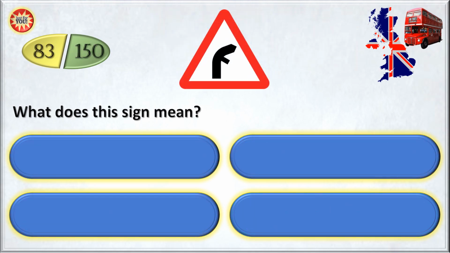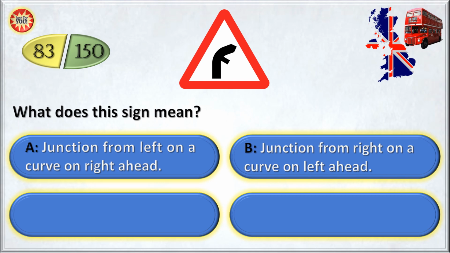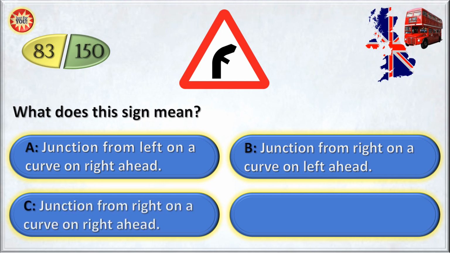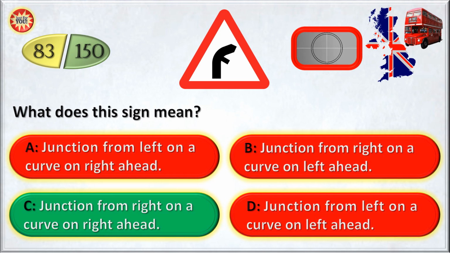What does this sign mean? Junction from left on a curve on right ahead. Junction from right on a curve on left ahead. Junction from right on a curve on right ahead. Junction from left on a curve on left ahead. Junction from right on a curve on right ahead.